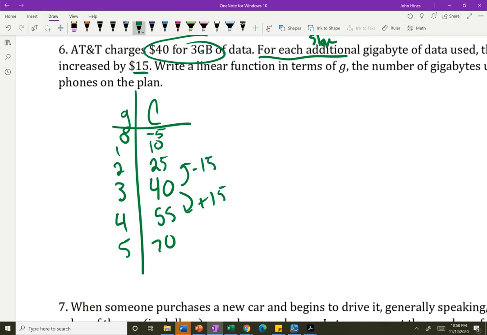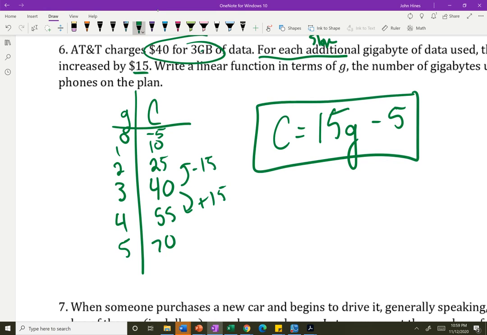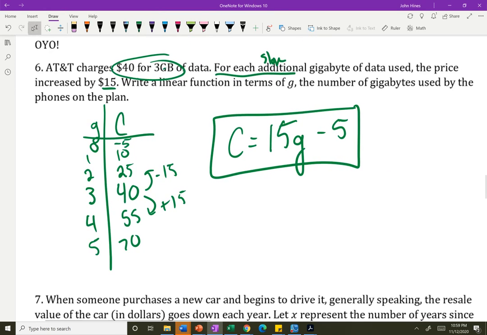Again, sometimes the y-intercepts don't make sense. Like in this case, my y-intercept is -5. So my cost equals $15 per gigabyte, and there just happens to be a -5 there. I know it doesn't make sense because really the function starts here. This is where the function starts, and we go up from there. So g really has to be bigger than 3, but to make the function work, I need that y-intercept of -5. Doesn't make sense, but that's the y-intercept.